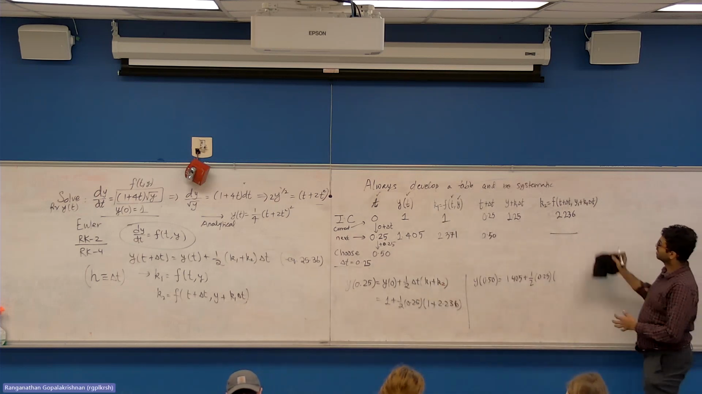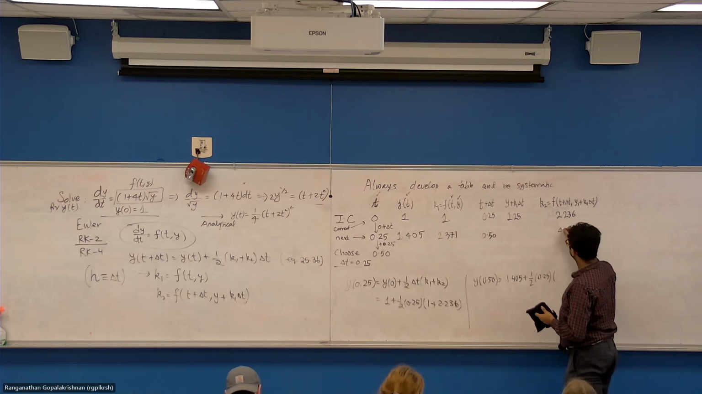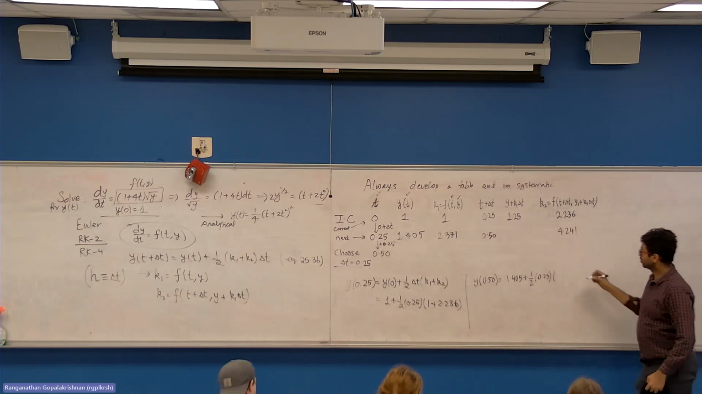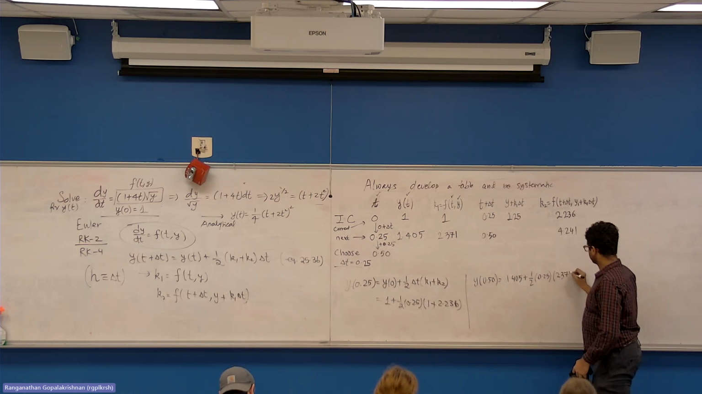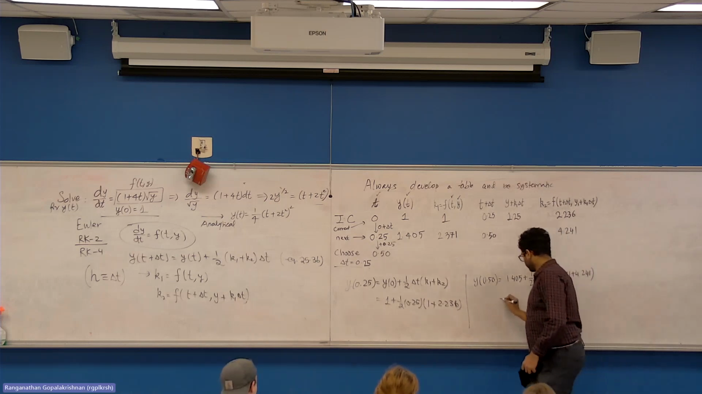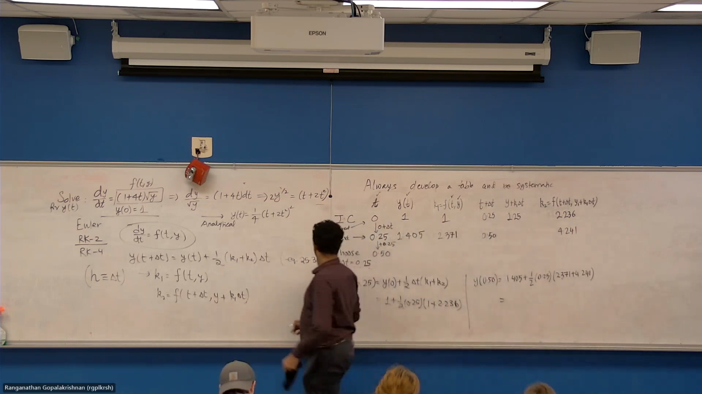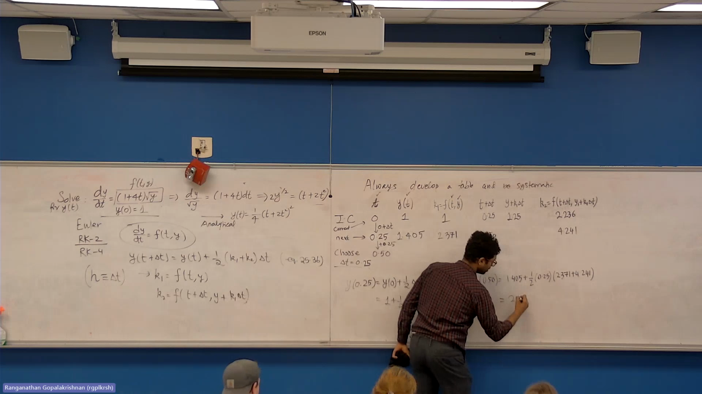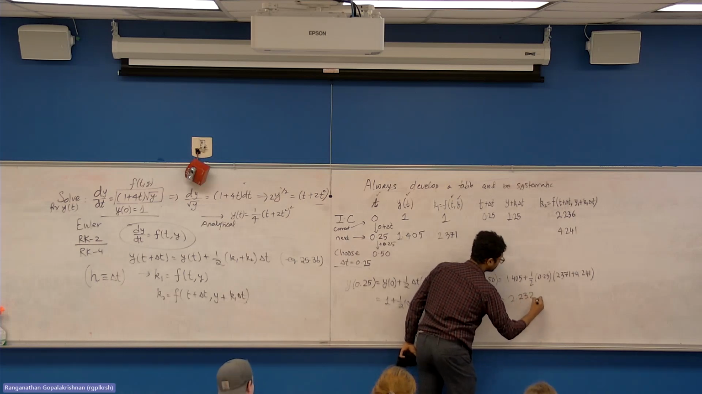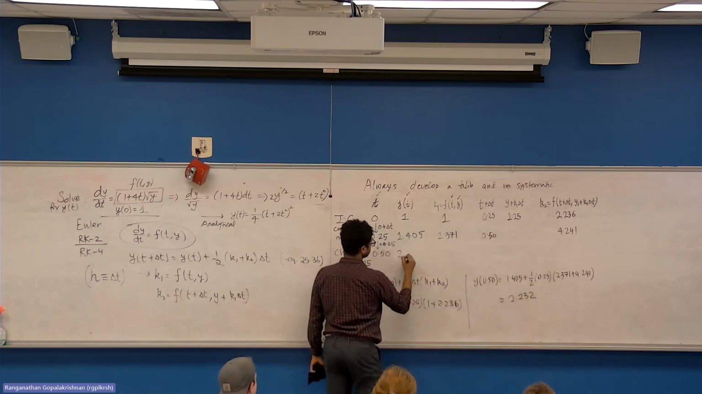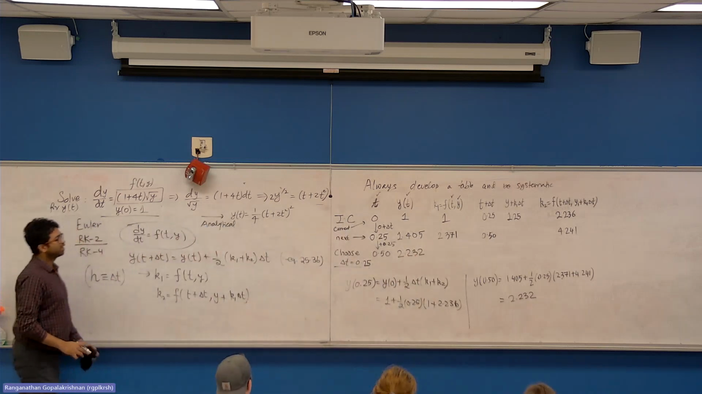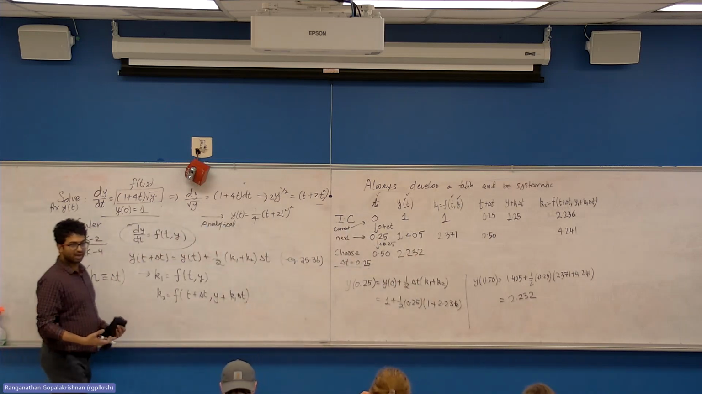So 2.371 plus 4.241. And what's the value? Louder please. 2.232. Okay, so you still need to be sure that you are doing this right?